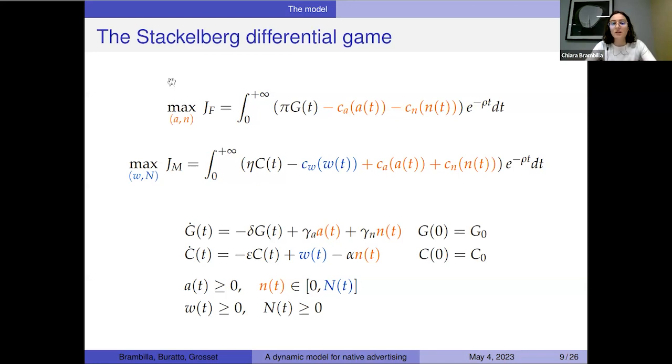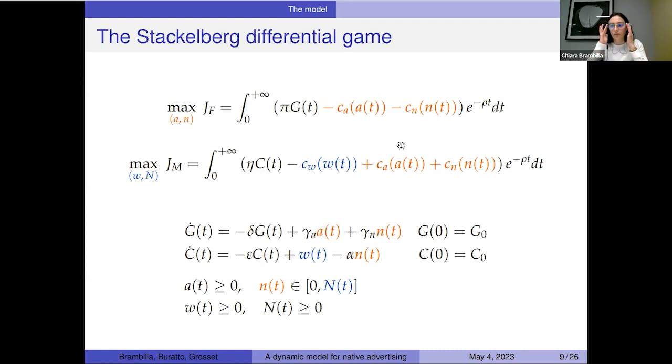So question. Sorry to interrupt. If I sum this JF and JM, then these cost terms will cancel, right? CA and CN. You see, in JF, there is minus CA. Maybe I'm not reading it correctly. And in JM, there is positive CA. So this means that if the leader and follower are jointly optimizing, then these cost terms are zero. They will cancel, basically. Yeah, if you consider them together.